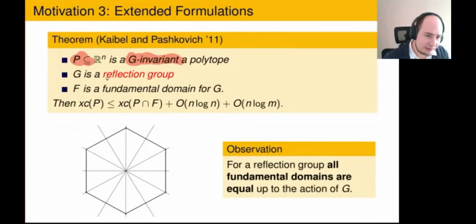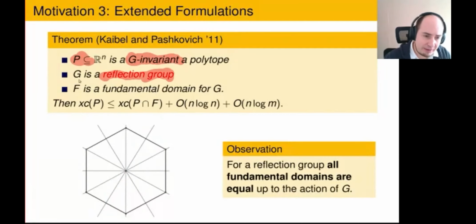But G is not any group. Let's say it's a reflection group. A reflection group is just a group which is generated by reflections. A reflection means you take a hyperplane and then you reflect the space around this hyperplane. So for example, this hexagon, you can reflect it around any of these straight lines, and you get the same hexagon again. And then you can also obviously compose different reflections, and then you get the whole group of symmetries of this hexagon. So it's not hard to show.